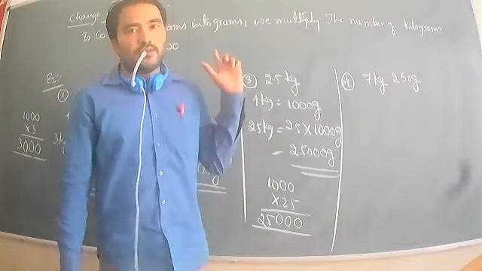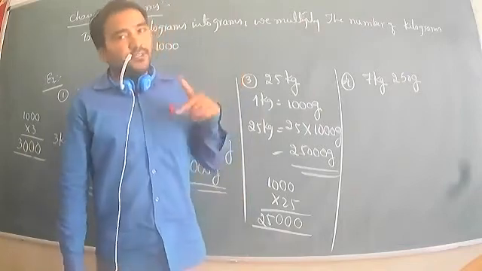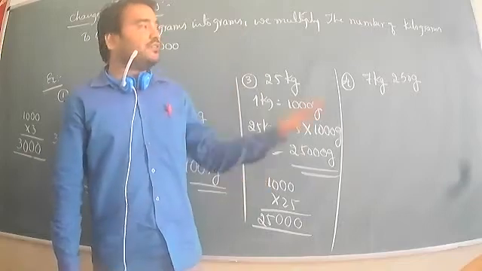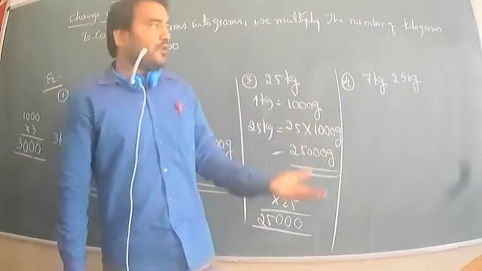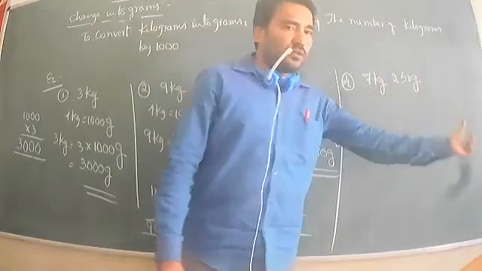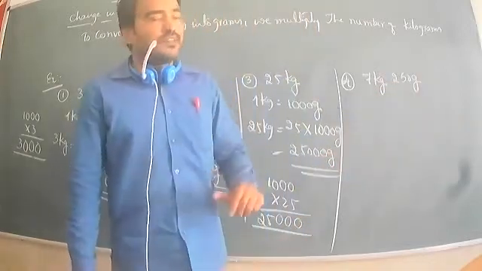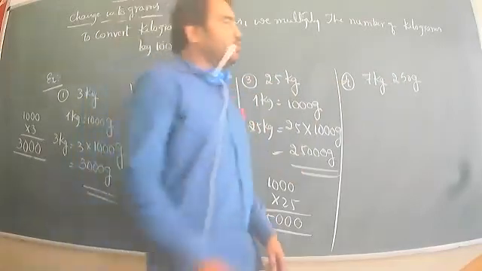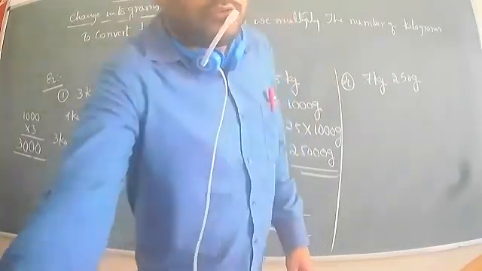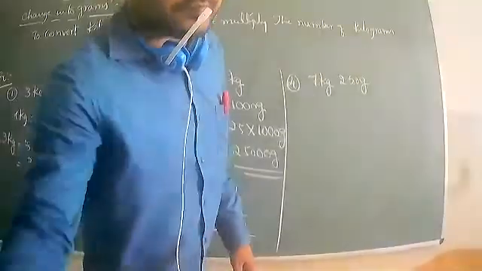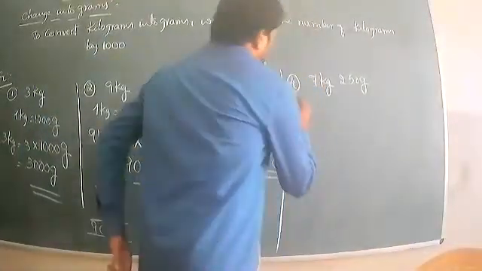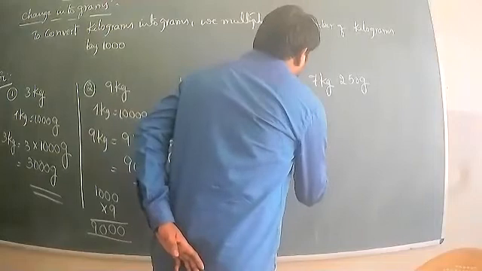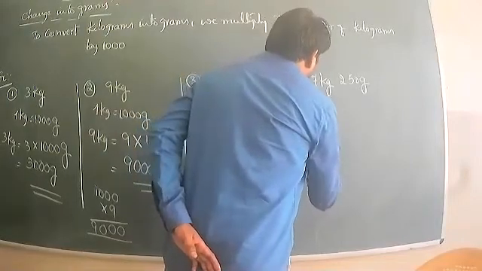Later we have kilometer to meter, meter to centimeter, and you can do the same thing. First convert kg to gram, then after that add the remaining 250 gram. So now look at this question. How to solve? First, we know that 1 kg equals 1000 grams.